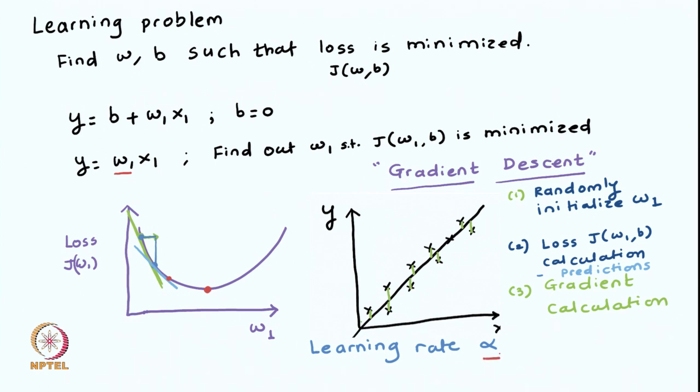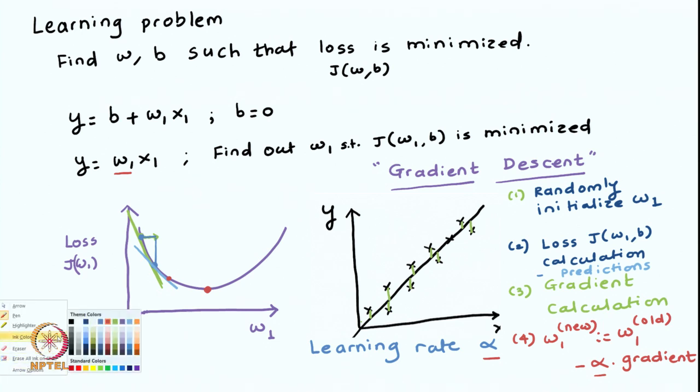So we have a constant learning rate, but our gradient changes. So we calculate the gradient, we have the learning rate, and then we have a new point. So let us say W1 new is equal to W1 old minus learning rate times the gradient. So you can see that the learning rate is constant, and the gradient becomes smaller and smaller. So eventually our stride will become shorter and shorter as we approach the actual minima.